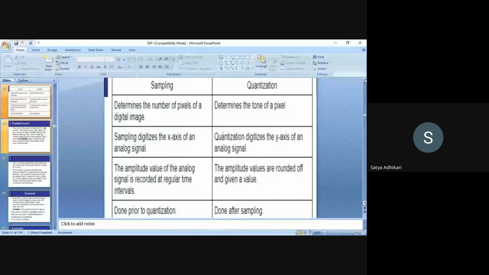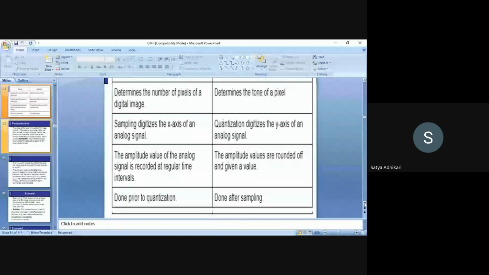Sampling is done prior to quantization. As you know, the basic step is first sampling, then quantization. In some rare cases you may first do quantization, then sampling, but the basic is first sampling and then quantization. So that is why sampling is done prior to quantization, and quantization is done after sampling. So these are the major differences between sampling and quantization. You may get a question, what is sampling and quantization. So you write with an example, and do not forget to write these differences.